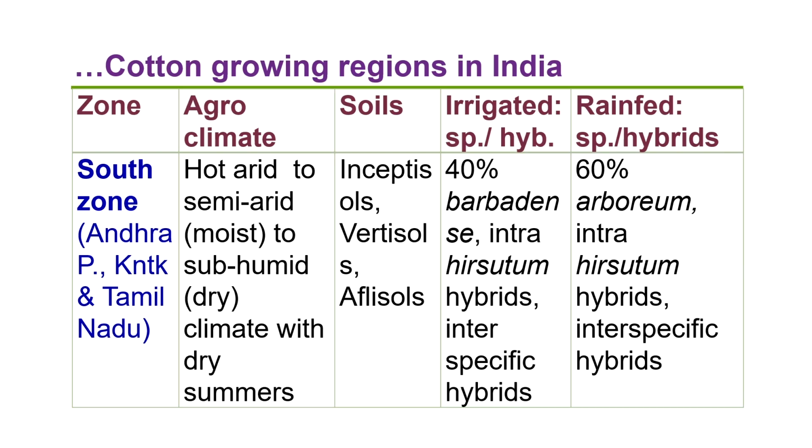Now coming to south zone, it includes Andhra Pradesh, Karnataka and Tamil Nadu. Agroclimates are hot, arid to semi-arid, moist to subhumid, dry climate with summers. Soils are inceptisols, vertisols and alfisols, and about 40% area is irrigated, and barbadense, intra-hirsutum hybrids, interspecific hybrids are common in this part, and 60% is rain-fed, and it includes species arboreum and intra-hirsutum hybrids and interspecific hybrids.